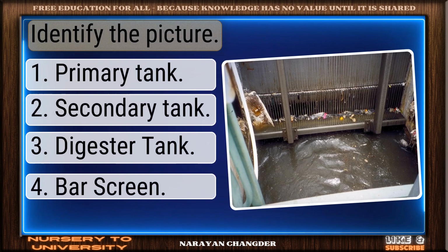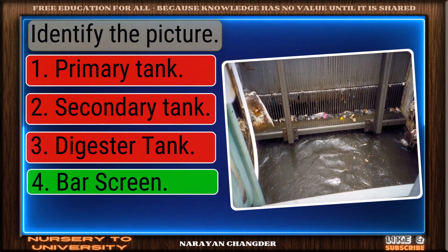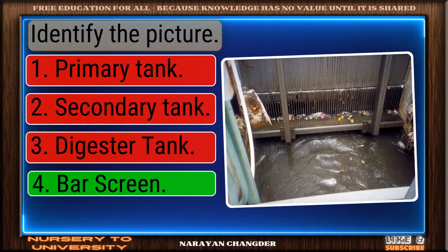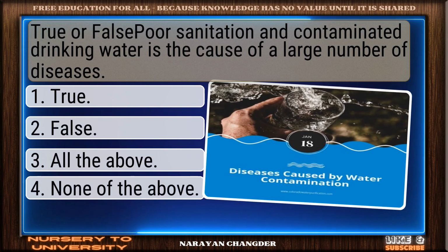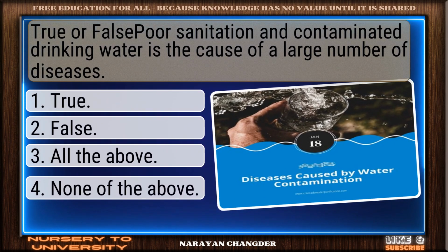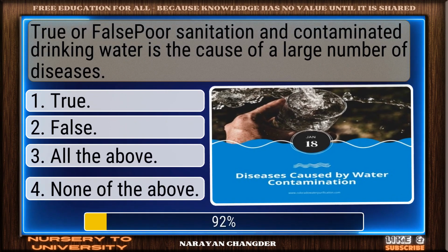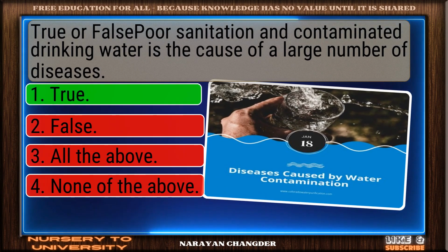Question number 12. Identify the picture. You got it. Your choice, bar screen, is right. Question number 13. True or false, poor sanitation and contaminated drinking water is the cause of a large number of diseases. Well picked. True is the correct answer.